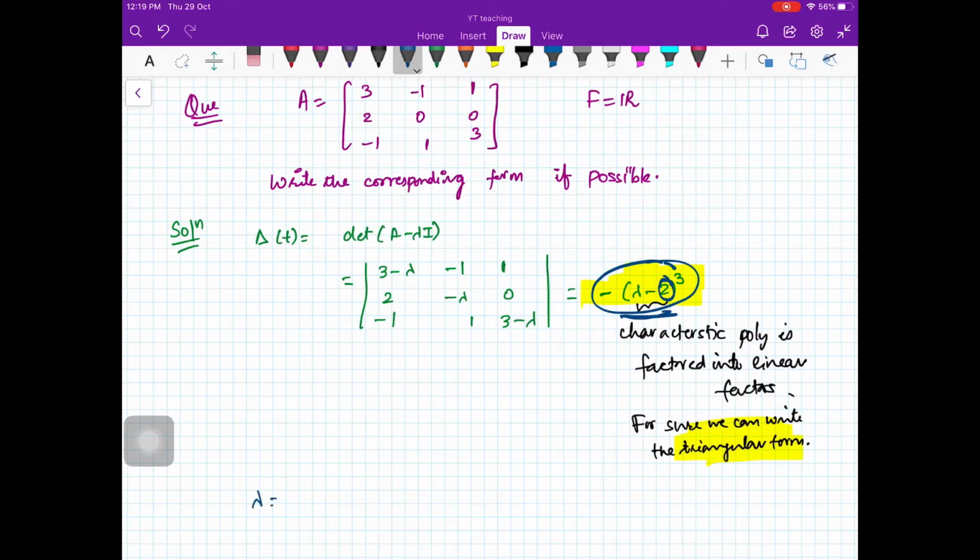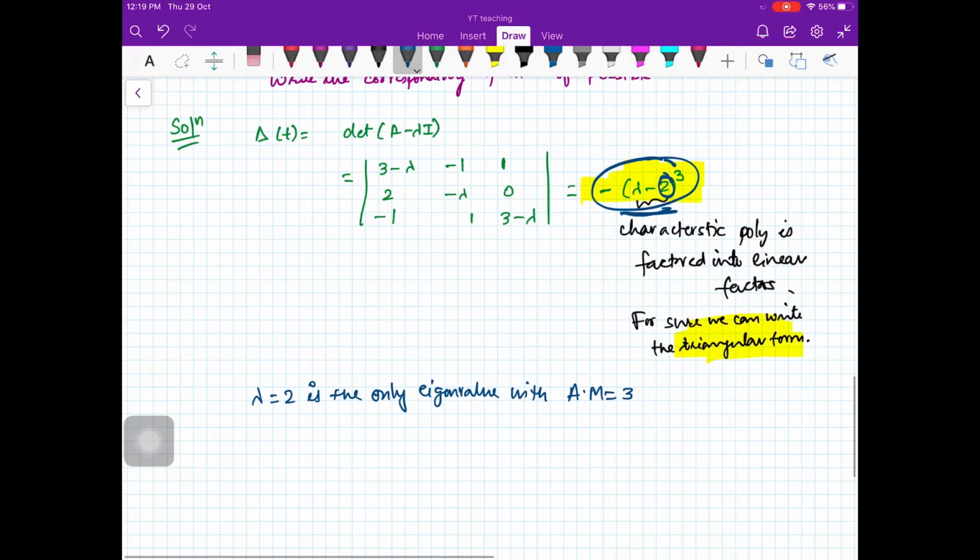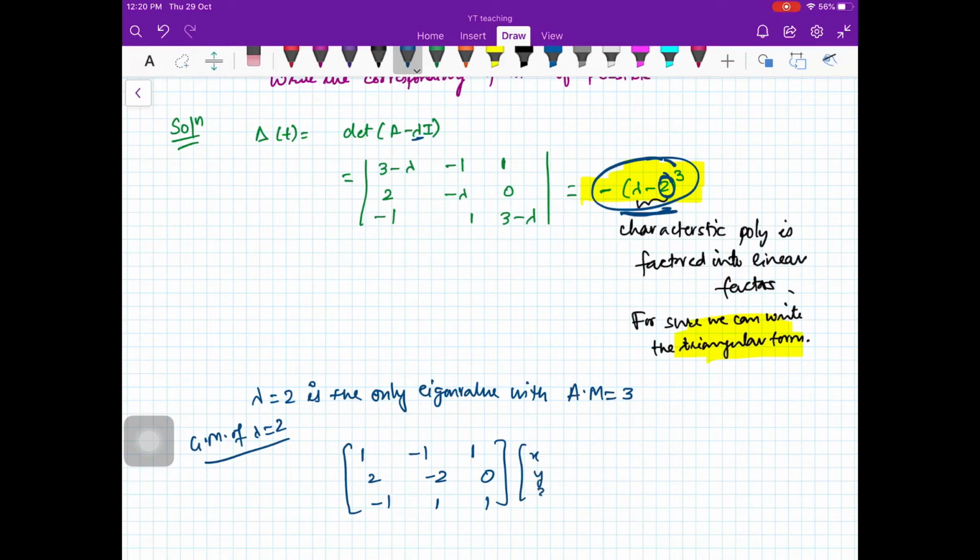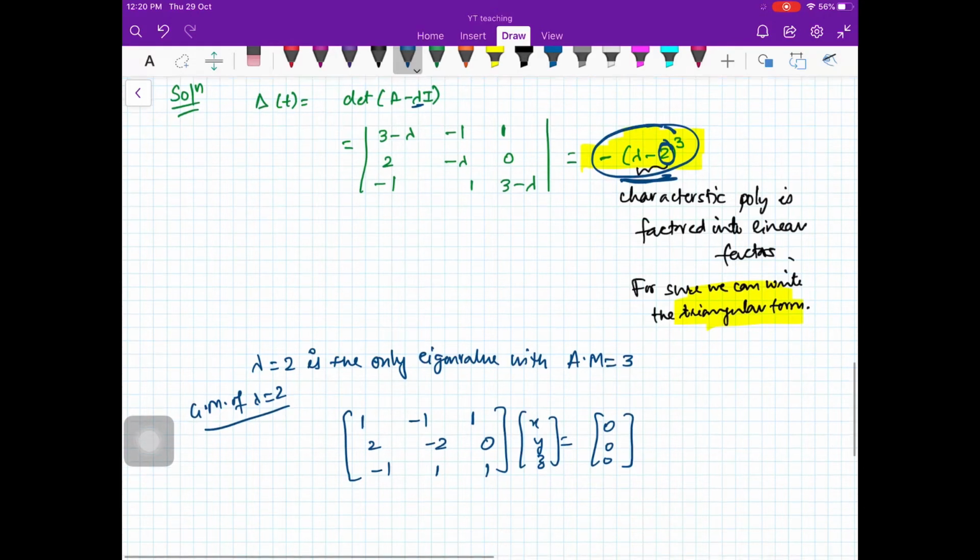So here you can see that lambda equal to 2 is the only eigenvalue with algebraic multiplicity equal to 3, because it is occurring as a root of the characteristic equation 3 times. So algebraic multiplicity is 3. Let us check the geometric multiplicity of lambda equal to 2. For that you will just put lambda equal to 2 here. So you have the system of equations 1 minus 1 1, 2 minus 2 0, minus 1 1 1, and then x y z equals 0 0 0. Now you are going to solve this system of equations.